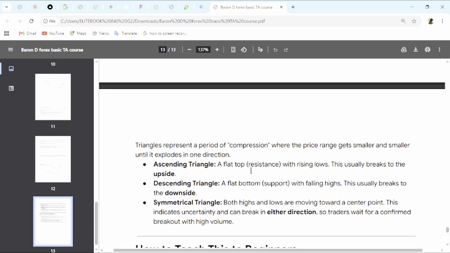Ascending triangle, a flat top, which is the resistance, with rising lows. This usually breaks to the upside. Descending triangle, a flat bottom, support with falling highs. This usually breaks to the downside. Symmetrical triangle, both highs and lows are moving toward a center point. This indicates uncertainty and can break in either direction. So traders wait for a confirmed breakout with high volume. So that confirms the trend.